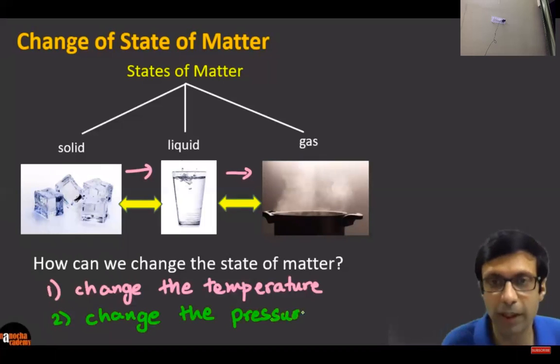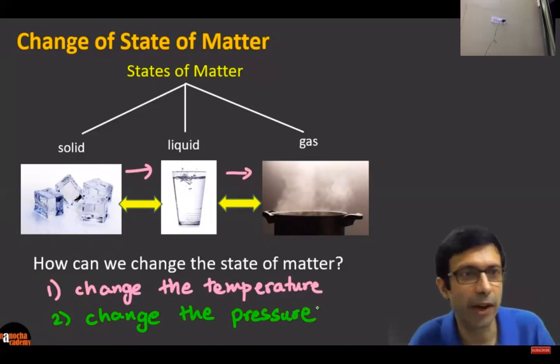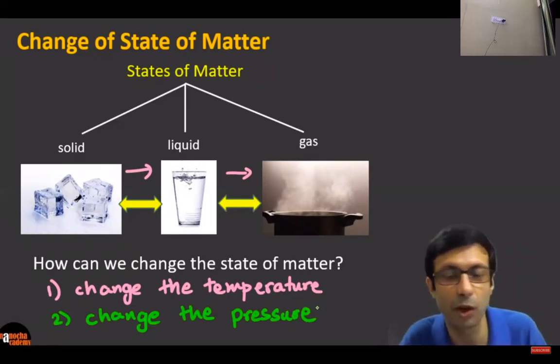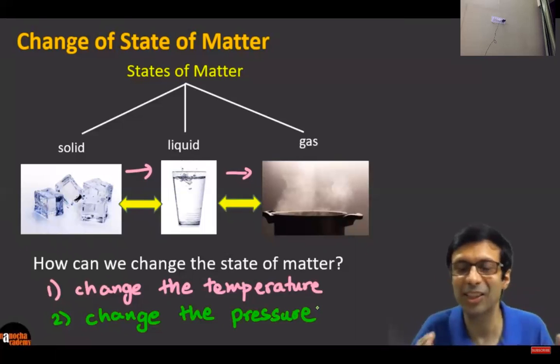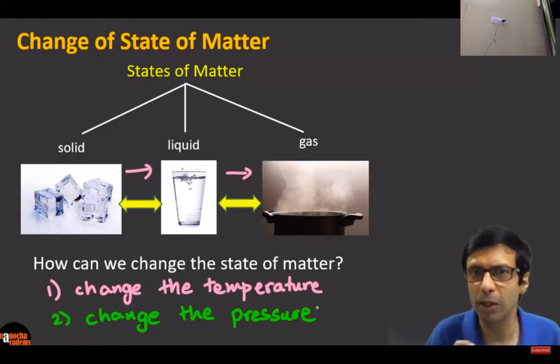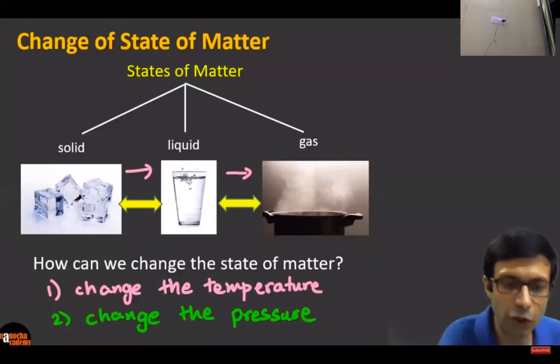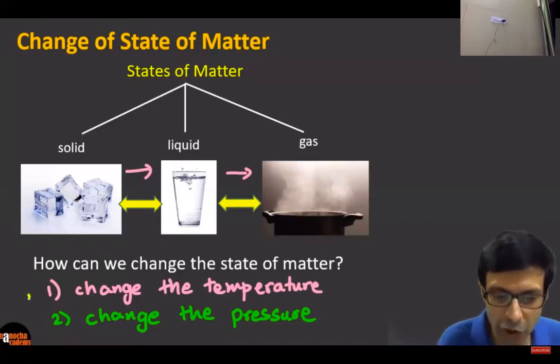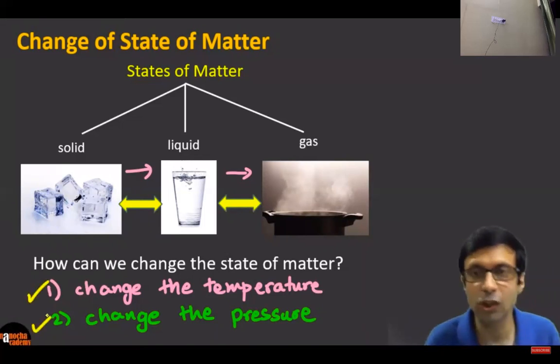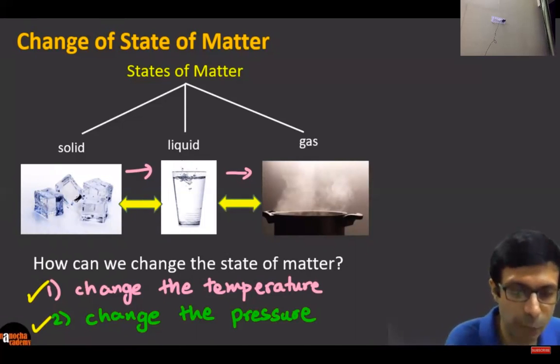Please remember these two very important points. Very good. I see by applying pressure, a lot of you are writing. Excellent. That's the right answer. So remember this very important point. How can we change the state of matter? By changing the temperature or by changing the pressure. And we are going to be discussing both of these in this important video.